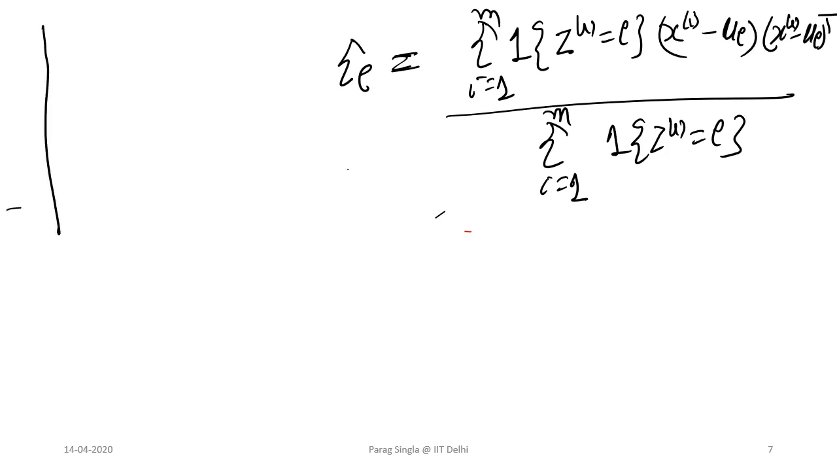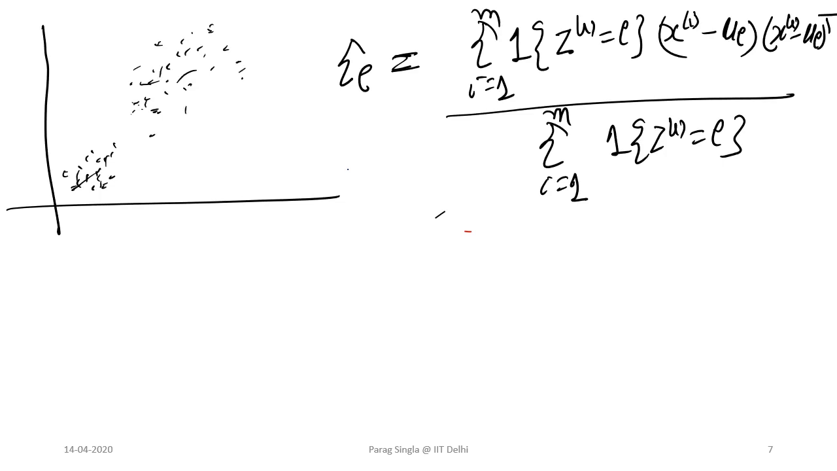Let me draw the diagram again to keep the intuition alive. We had these set of points here, which supposedly belonged to cluster 1, and these are points which supposedly belong to cluster 2. So this is cluster 1 and this is cluster 2, and these clusterings are given by these zi's, right?